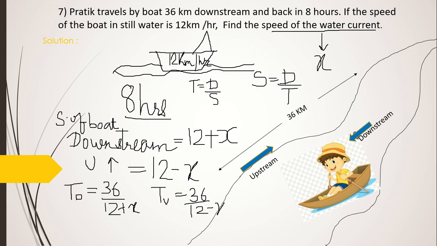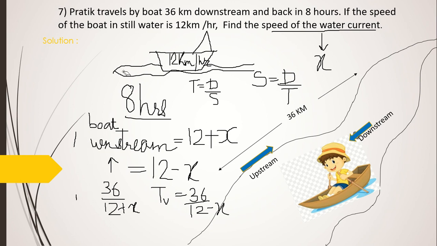Now we will get the condition. Total time is 8 hours. So this will be our condition: 36 upon 12 plus x plus 36 upon 12 minus x is equal to 8.